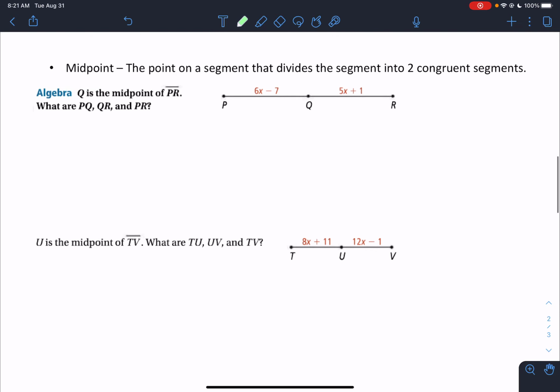On the back side of the notes, so midpoint. Generally people can understand that the midpoint is the middle point of a segment. But what's most important is that the midpoint divides the segment into two congruent segments. And so in the problem right below here, Q is the midpoint.